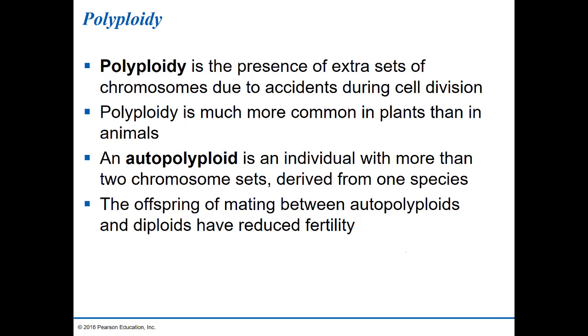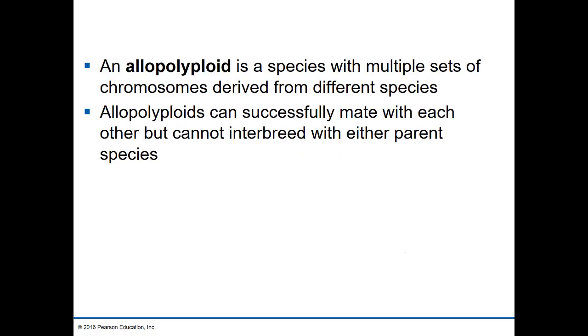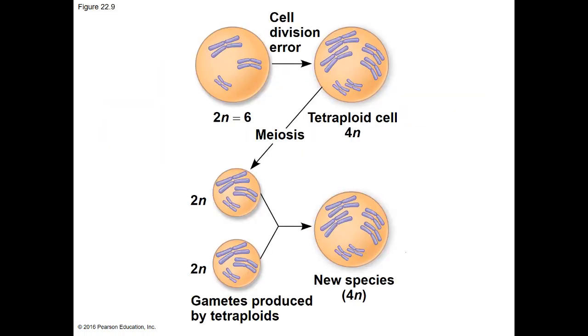Autopolyploidy is an individual with more than 2 chromosome sets derived from one species. The offspring of mating between autopolyploids and diploids have reduced fertility. So let's look at this really quick, just so you get an idea of having double of what you need. This is what you should look like. This is what mom looks like.